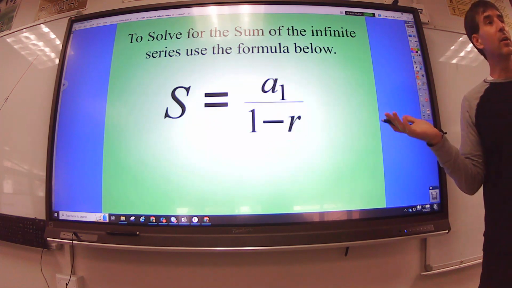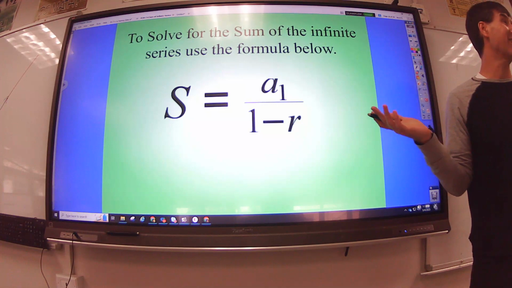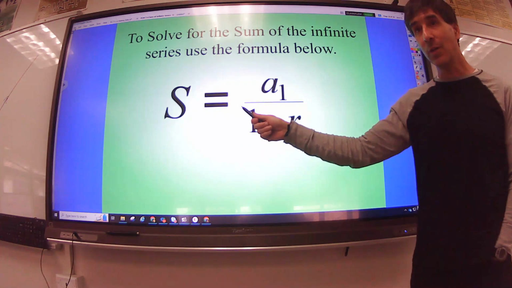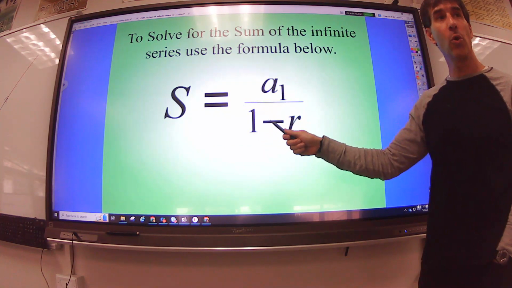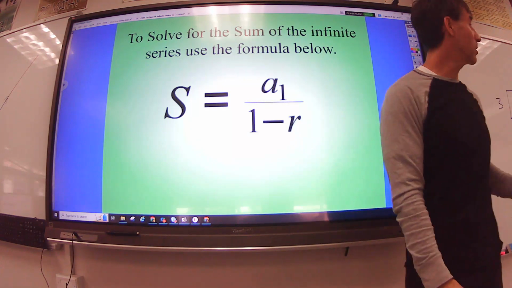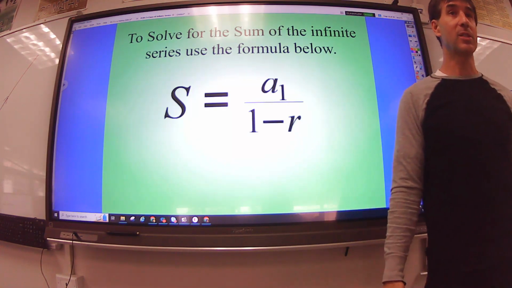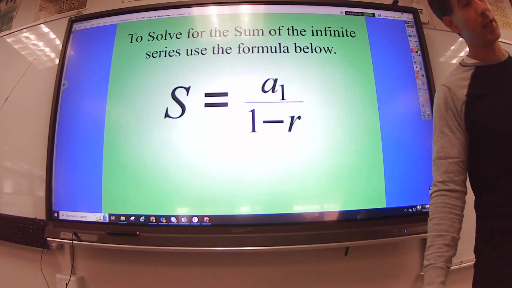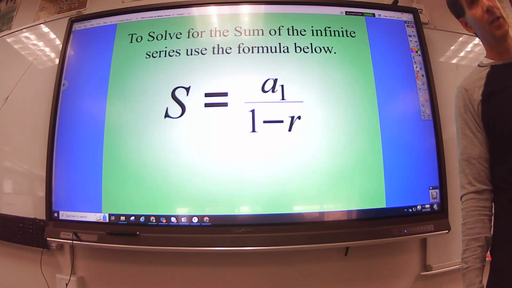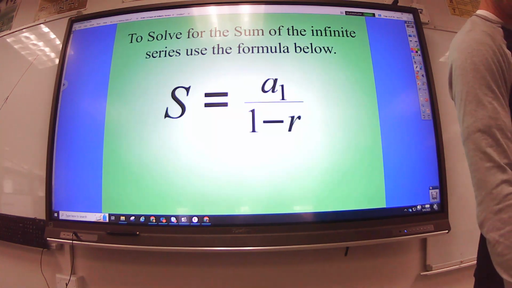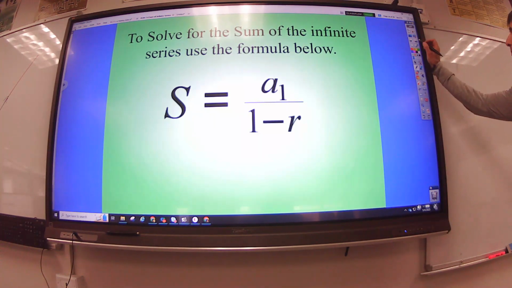Now, here's the formula for the infinite series. This is all you have to do. The sum of an infinite series is equal to a sub 1 over 1 minus r. This is actually way easier than this one that we did here, where we find the sum of the geometric series. The sum of the infinite series is way, way easier. So it seems hard, but in my opinion, maybe you'll think it's hard, but I don't think it'll be that big of a deal. So here we go.